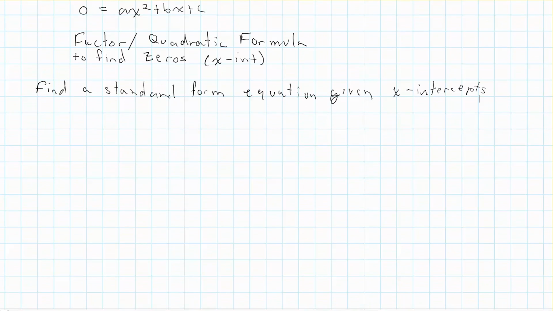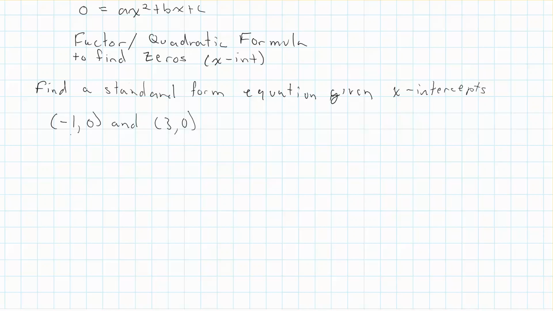Well, suppose we've been given the x-intercepts of, let's say, (-1, 0) and (3, 0). So these are both x-intercepts. Sorry, they've got y values of 0, and so we've got x-intercepts here. So how would I be able to find the equation of the parabola?